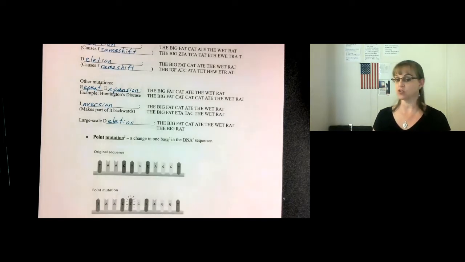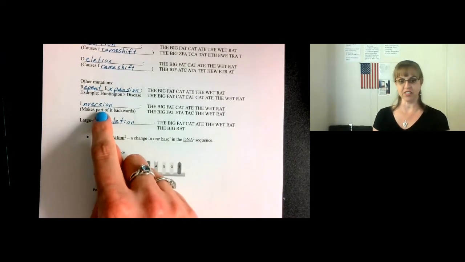Huntington's disease usually shows up in a person's 30s or 40s, causes shaking, and causes mental decline. This is caused by a repeat of one codon over and over at the end of a chromosome. The more often that codon repeats, the more severe Huntington's disease is.